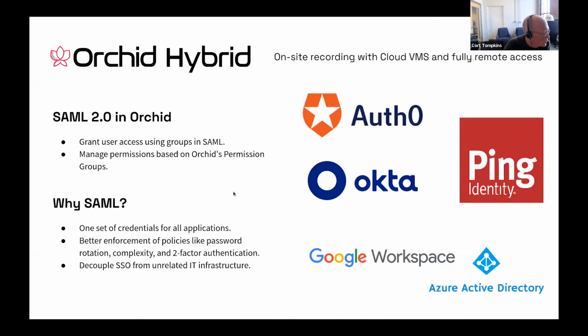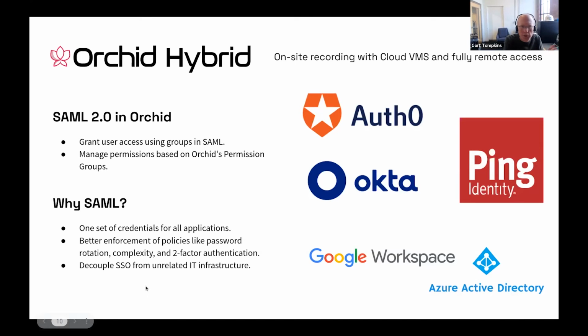So, just to summarize the benefits of SAML or single sign-on in general, large enterprises would use SAML because they want one set of credentials for all their applications. They want to be able to manage those credentials centrally. A single sign-on provider who supports SAML will often give you much better enforcement of policies like password rotation, complexity, and two-factor authentication through a bunch of mechanisms. Your single sign-on identity provider provides those security features, and then you get those automatically through Orchid Hybrid by linking up Orchid Hybrid to your SAML identity provider. But it also allows you to decouple single sign-on from unrelated IT infrastructure.